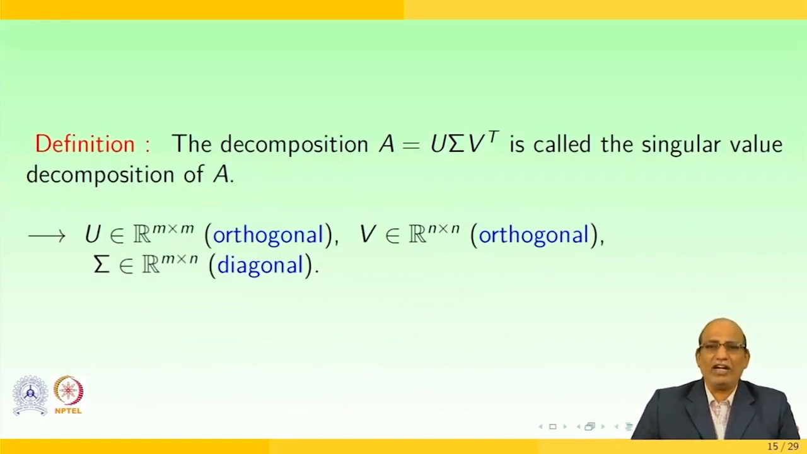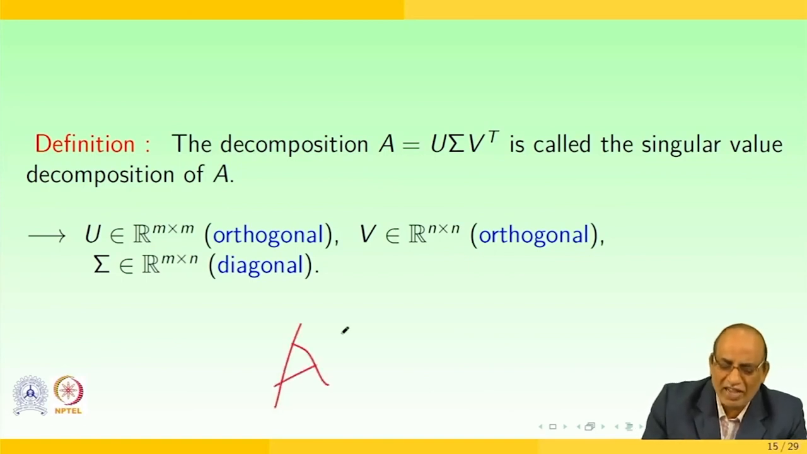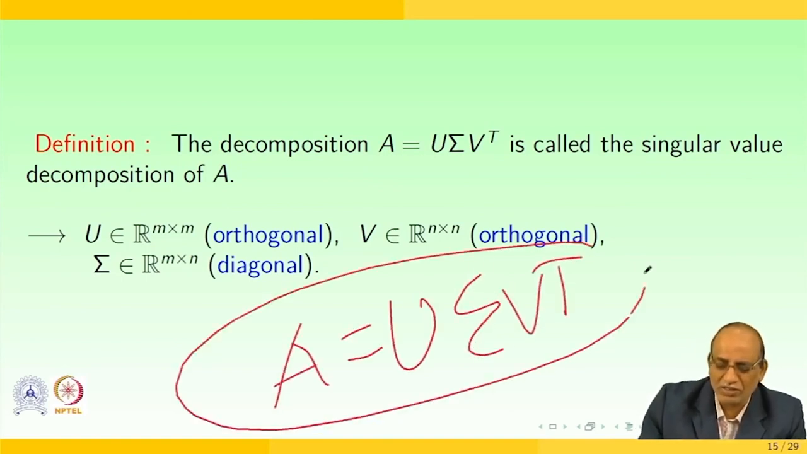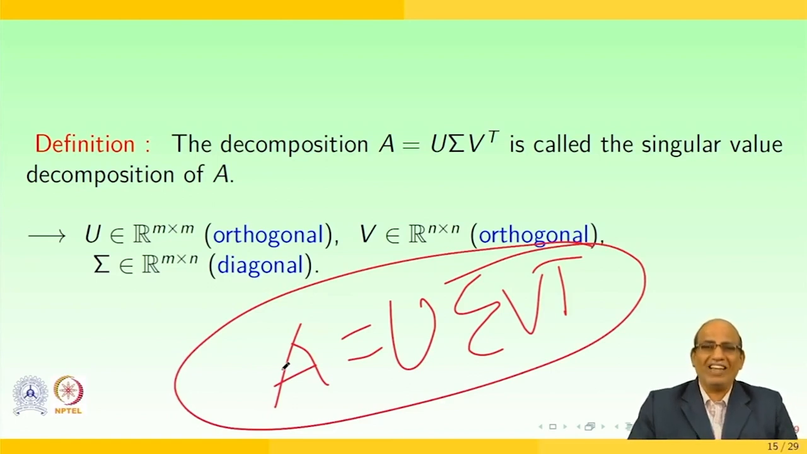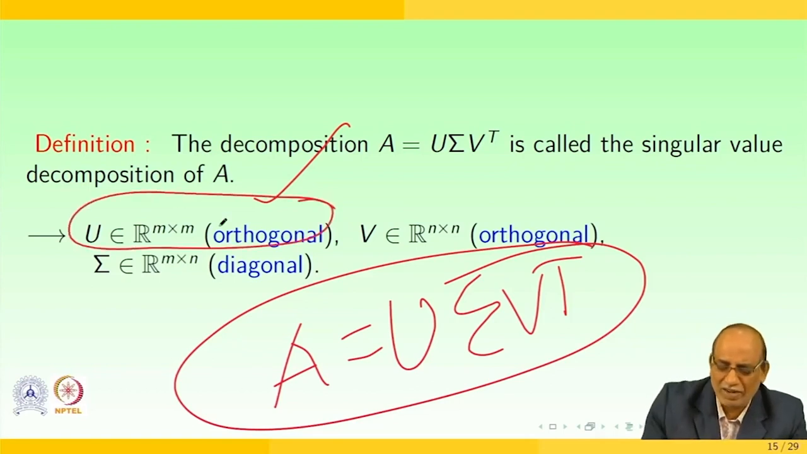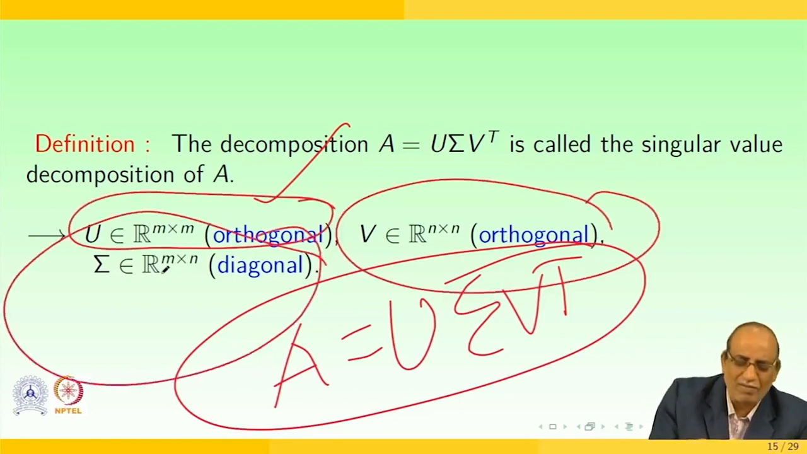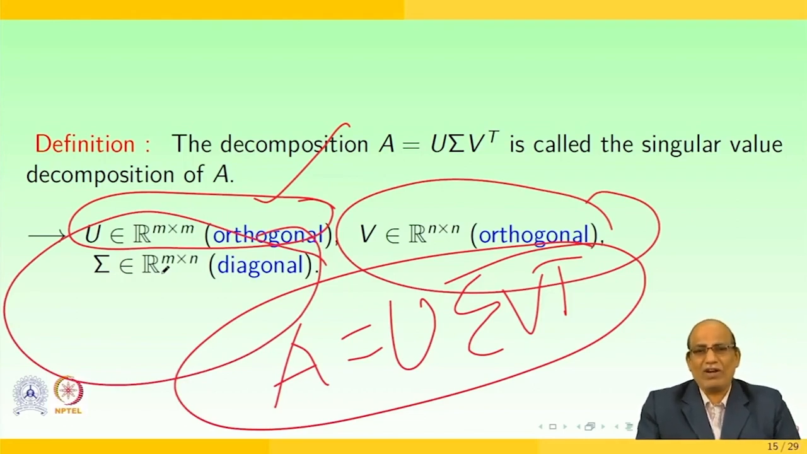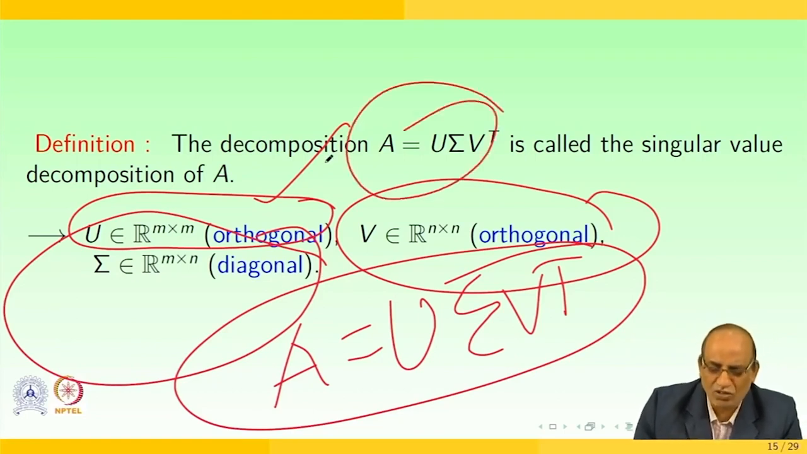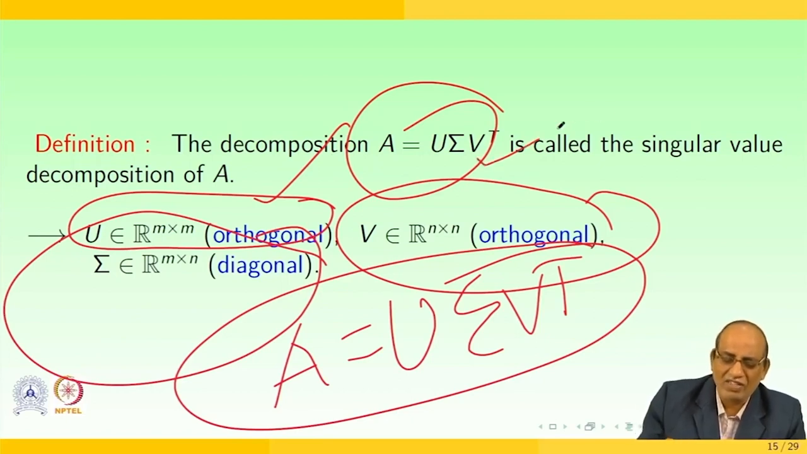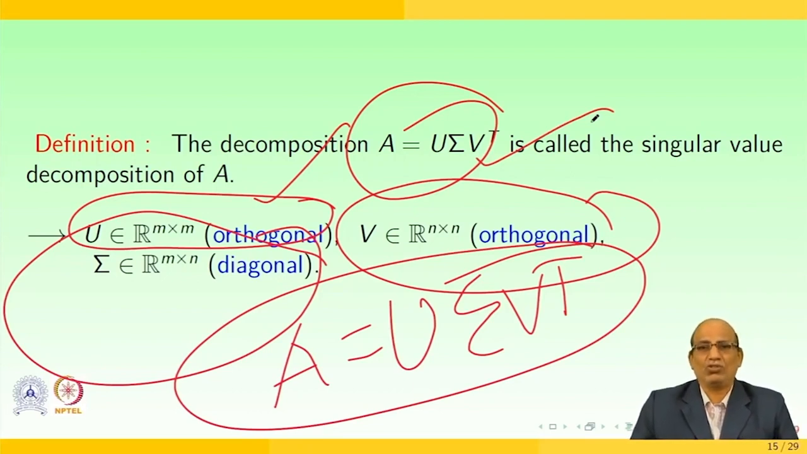Well, now let us go ahead with this definition. The decomposition of A, so we wanted to write A as U times sigma times V transpose. This is what is called the singular value decomposition of the matrix A. U belongs to R of M by M and is an orthogonal matrix, and V is also an orthogonal matrix. Sigma is the diagonal matrix. So we should be able to write it as U sigma V transpose. We should be able to compute this so that we can get the singular value decomposition.